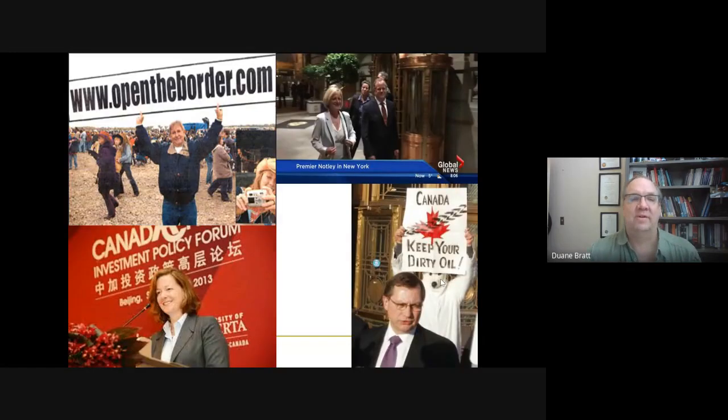A couple other interesting photos. So there was a major battle over cattle, where the United States in the early 2000s shut off the border to Alberta cattle because there was some diseased cattle. This is Ralph Klein trying to open the border. This is Alison Redford below, speaking in Beijing, promoting Alberta trade.